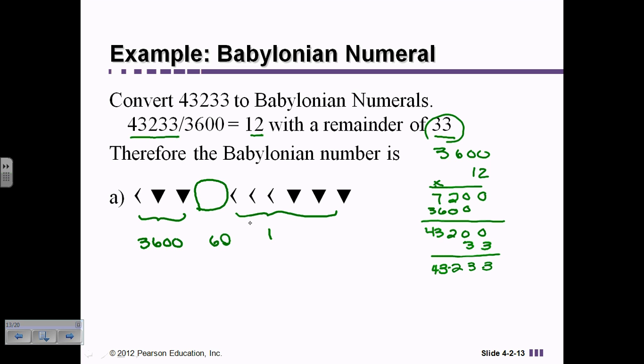So that's what we've done here. This part of the number represents 33. There are no 60s, and there are 12 3600s. So this is our Babylonian number, and you have to remember to leave the space between the 12 portion and the 33 portion.